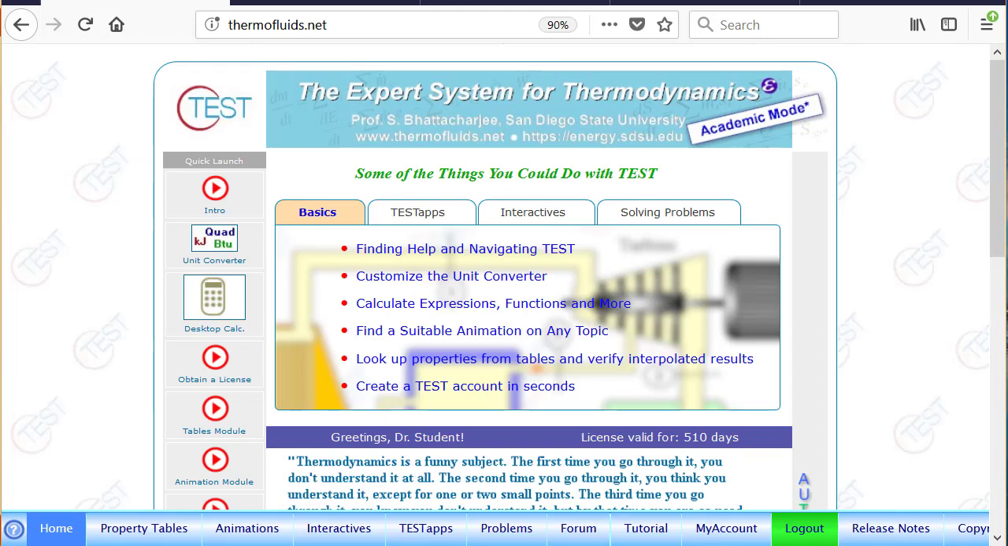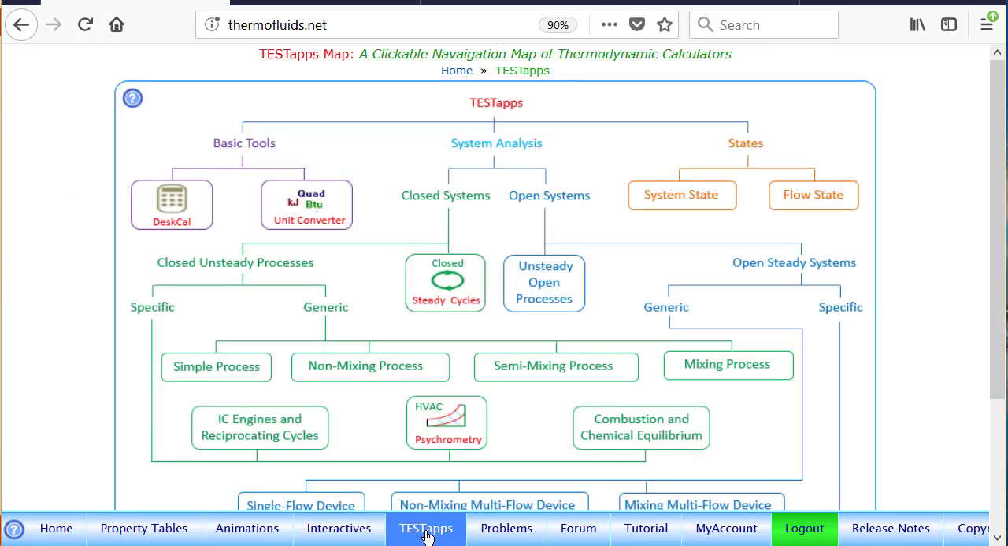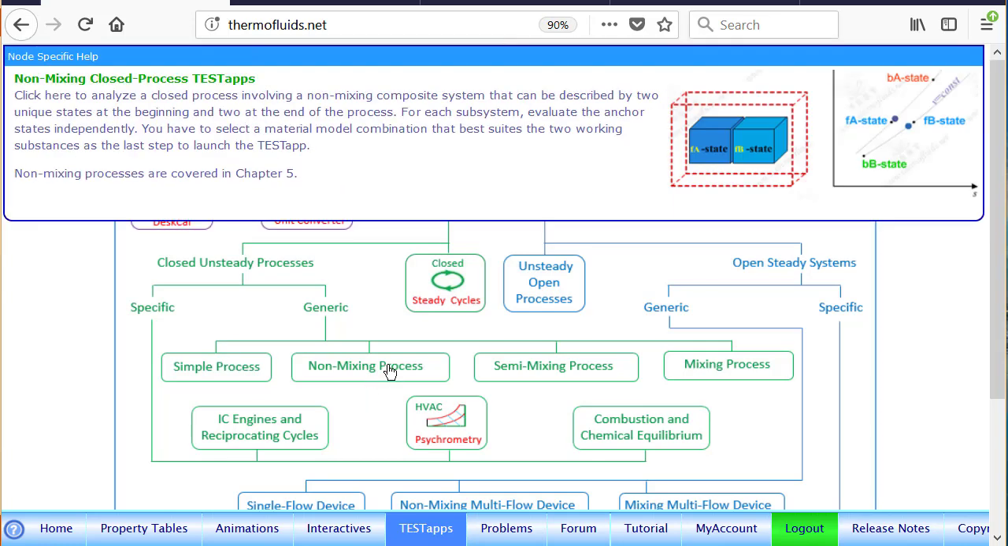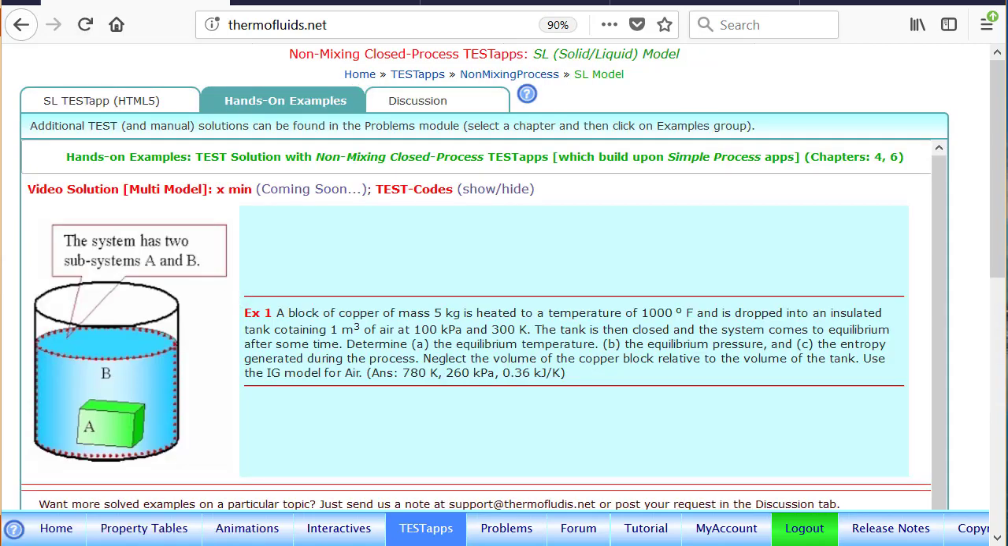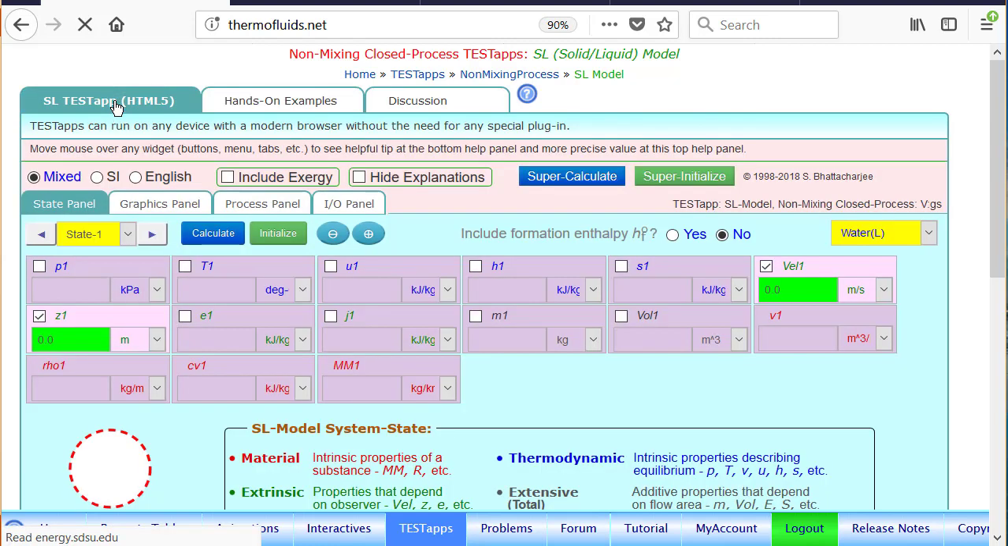Okay, so let's go and launch the suitable app. TESTapp, we follow the closed process branch, a generic branch, and it's assumed that you already understand how to solve problems for simple processes with uniform system. So this is a non-mixing process, obviously, because water and sand do not mix. And finally, the model to pick is the SL model, which allows us to use solid and liquid with the same model, so we don't have to go for the multi-model. Okay, now let's get started.